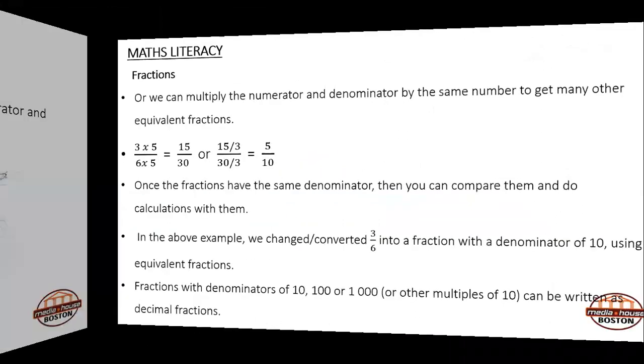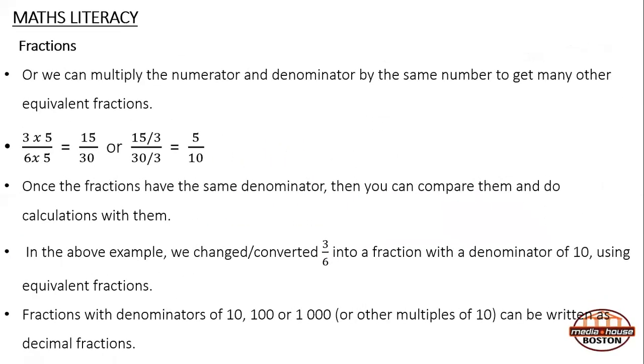Or we can multiply the numerator and denominator by the same number to get many other equivalent fractions. For example, 3 out of 6, if you multiply by 5, we get 15 out of 30. So 15 out of 30 again, if we divide by 3 now, we can get 5 out of 10. Once the fractions have the same denominator, then you can compare them and do calculations with them.